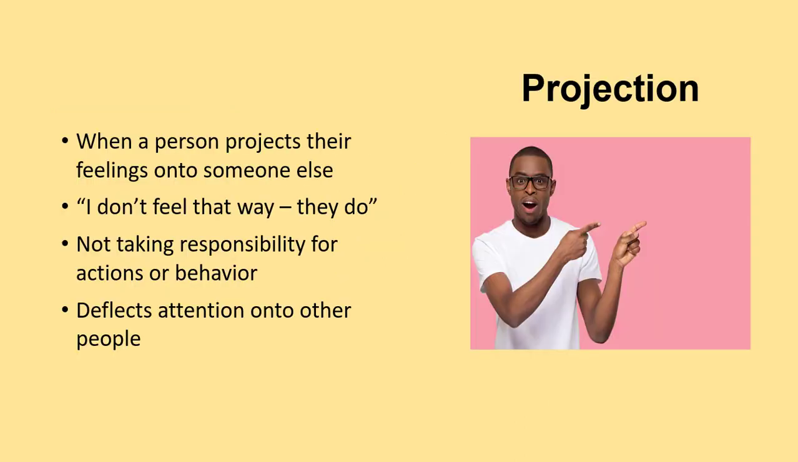Second one we're going to talk about is projection. Projection is when we put our thoughts, our feelings onto someone else. So they often say things like, well, I don't feel that way, but they do. It's another way of not taking responsibility for your own actions or behavior. And you're trying to actually deflect attention onto other people.